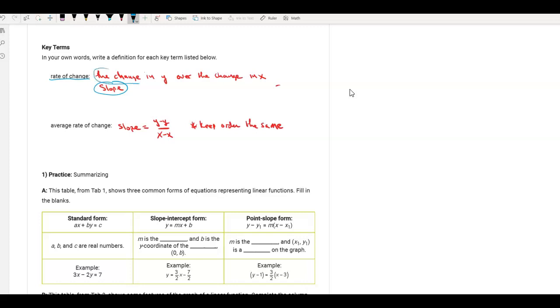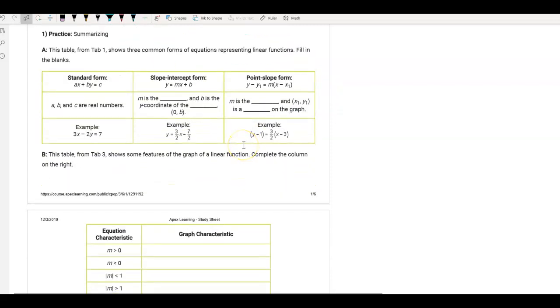We like to say that this is a change in y over the change in x, which allows us to get an average rate of change, which is basically how we calculate slope, which is y minus y over x minus x. But when you subtract, you have to keep in mind, you want to keep the order the same when you subtract, okay? So right now, there are three forms of a linear equation.